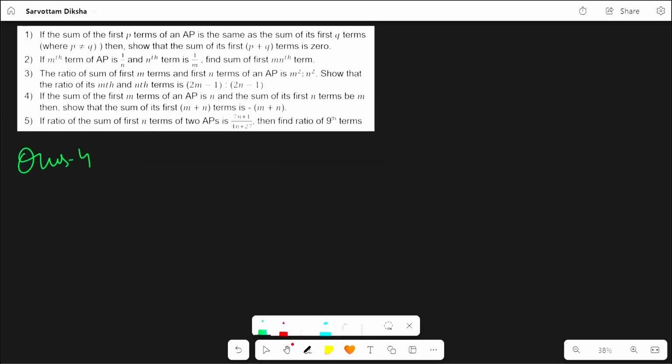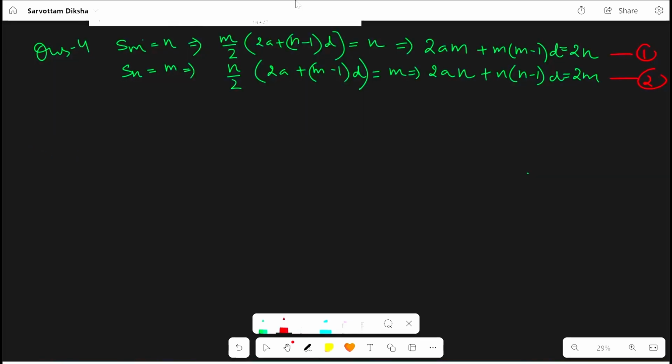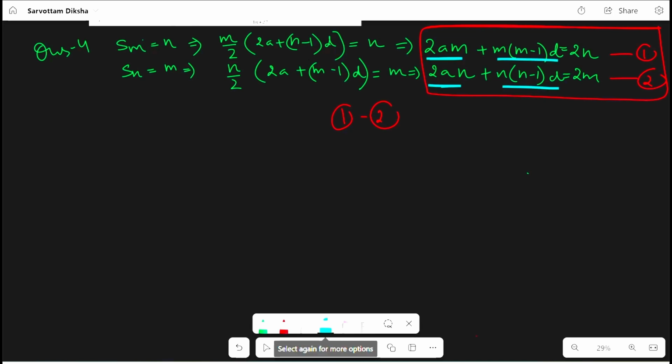Fourth question, what they have given. After writing all the values, whatever they have given me, these two equations I am getting. Now what I will do, I will subtract second equation from first equation. I have heard many of my students asking me why subtraction only, ma'am. I have to find relationship between A and D. Why am I subtracting? Because when I subtract, a formula gets built between m square and n square.